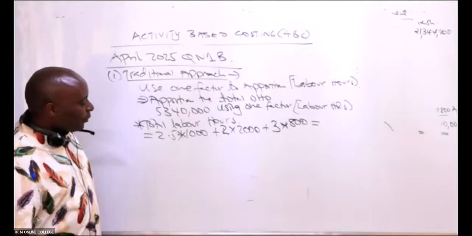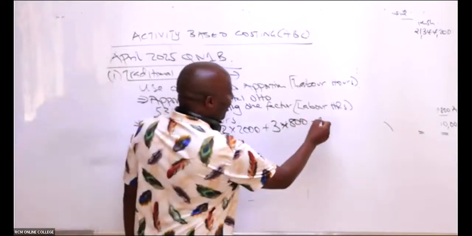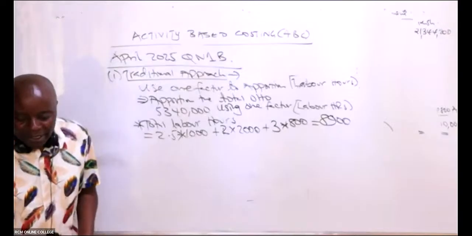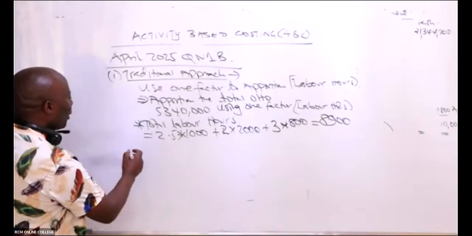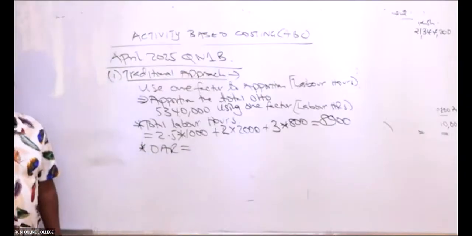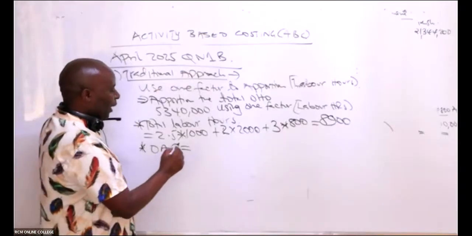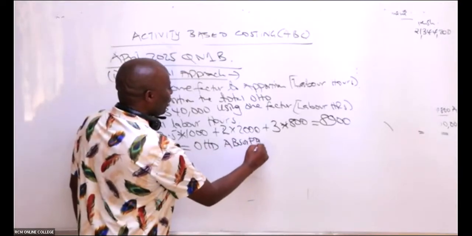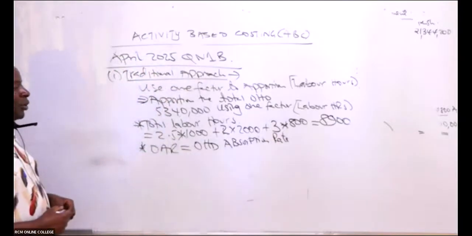Is there somebody with 1,000 something? 8,900, isn't it? Now, once I get these 8,900 hours, the second step is for me to calculate the metric for absorption. The second step: come here and they give me OAR, overhead absorption rate. You can write this in full: overhead absorption rate.